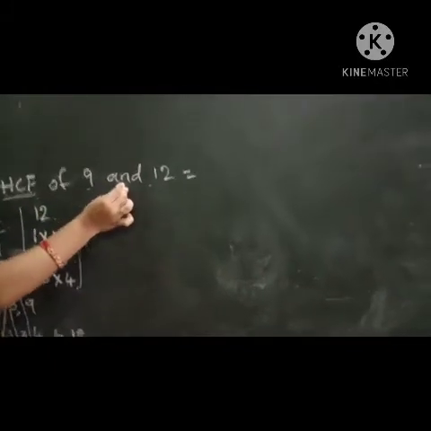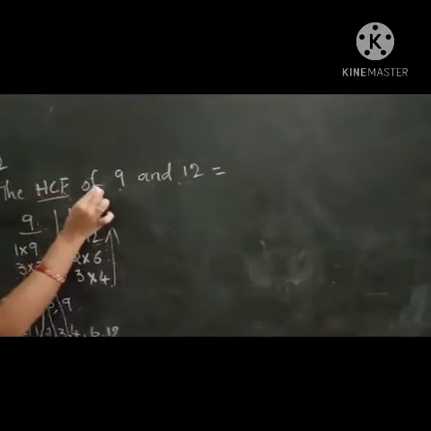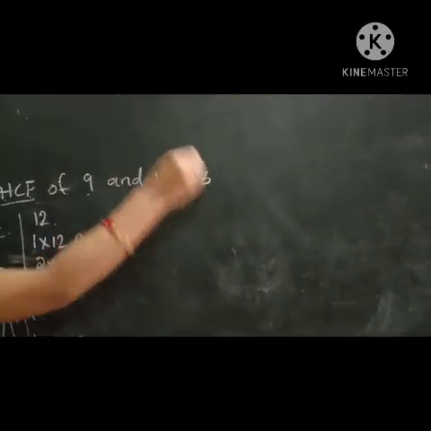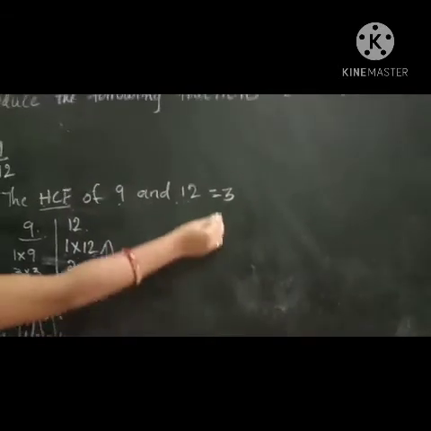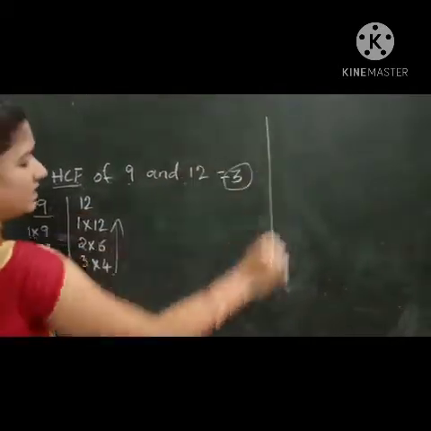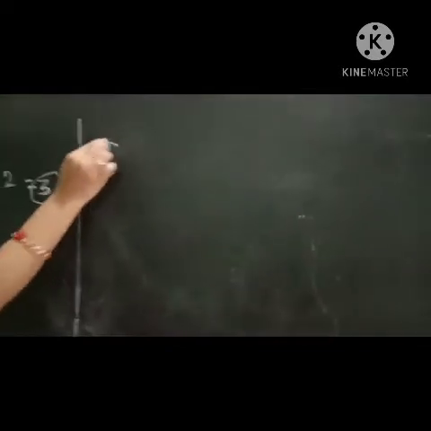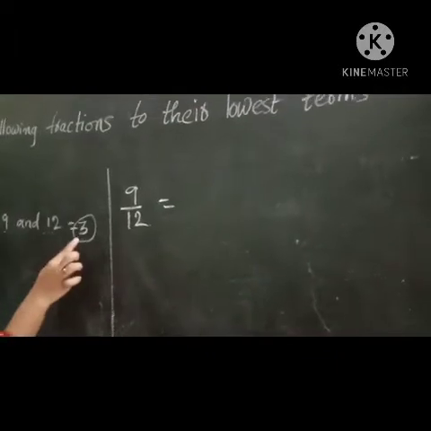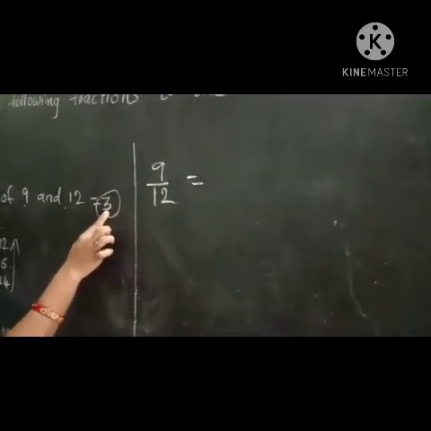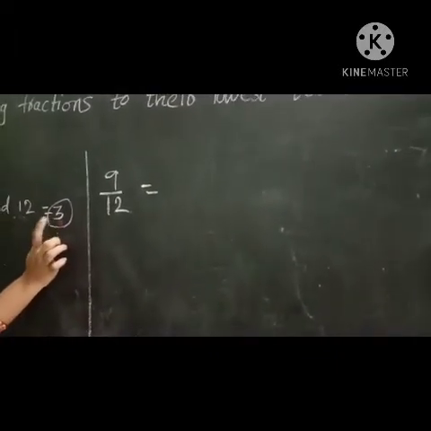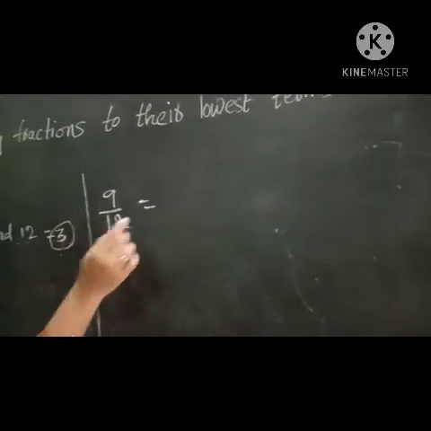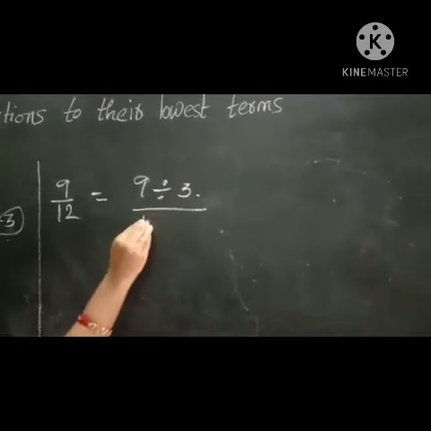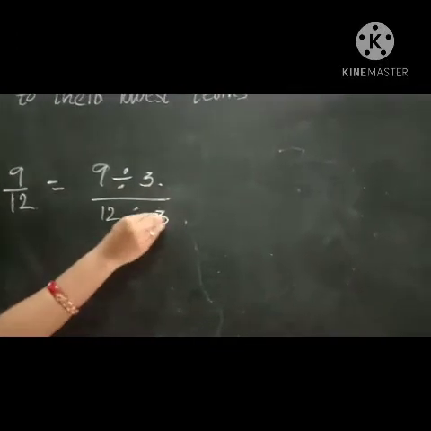So the HCF of 9 and 12 is equal to 3. Okay, what is the HCF here? 3 is the HCF. Next, see here, children, 9 by 12. What is the question? 9 by 12. What do we have to do? This HCF number is there now. We have to divide the numbers by it. Division we have to do. 9 divided by 3, and again 12 divided by 3.